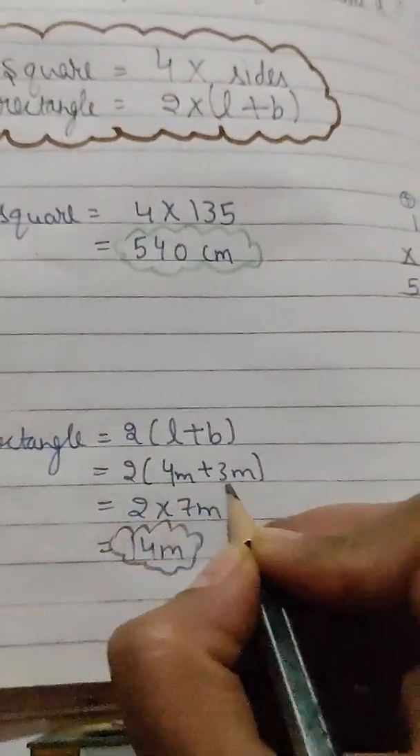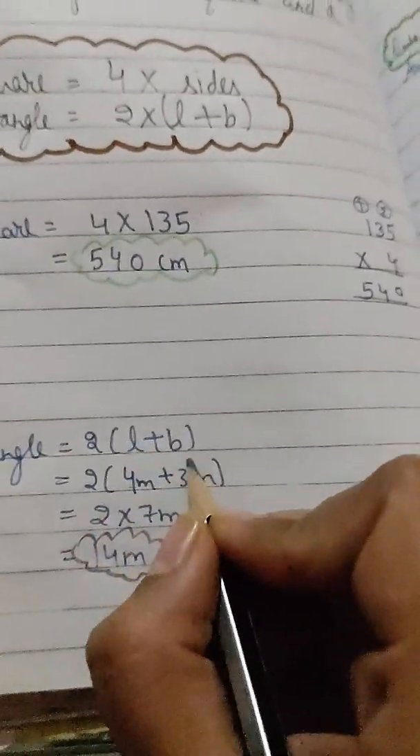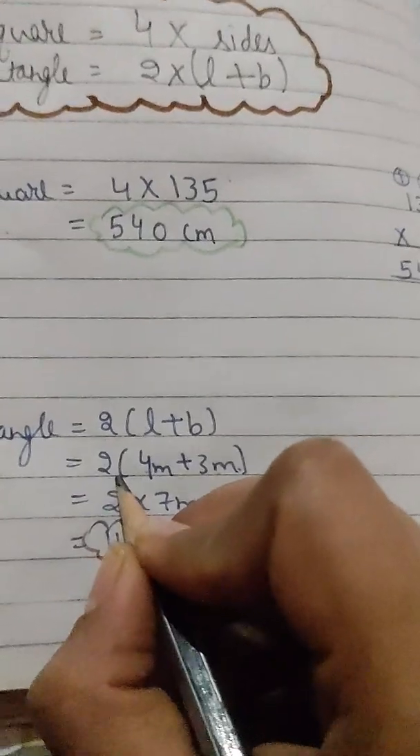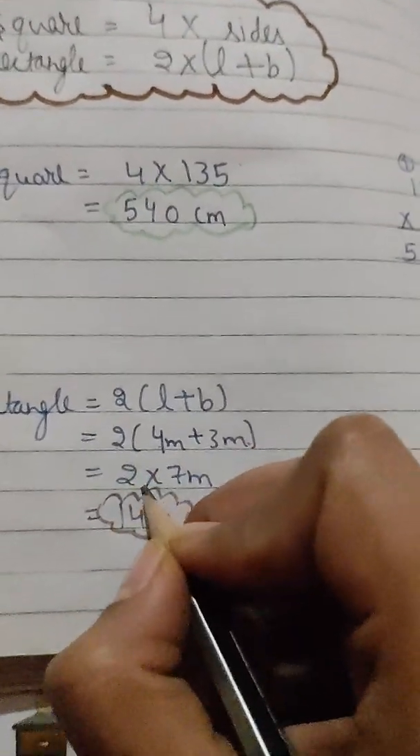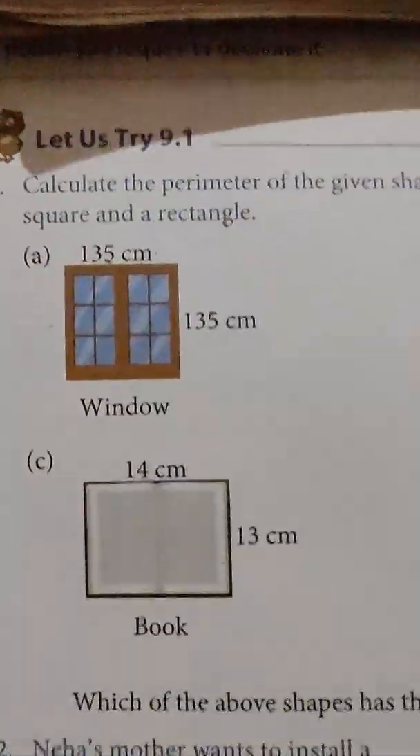So firstly you have to calculate these two. Okay, don't multiply this first, you just have to calculate the bracket first. 4 plus 3 is 7, 7 plus 7 multiplied by 2 is 14, so 14 meters. Okay, now let us go to the next question.